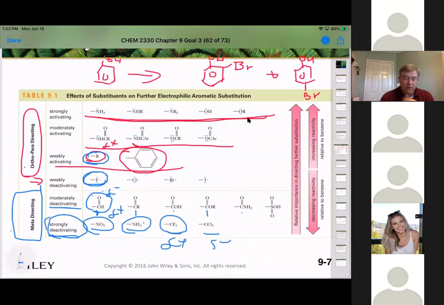And we call those strongly deactivators. So anytime you see a partially positive or positive charge on a substituent on a benzene ring, it is always deactivating, and they're always meta-directing, okay?